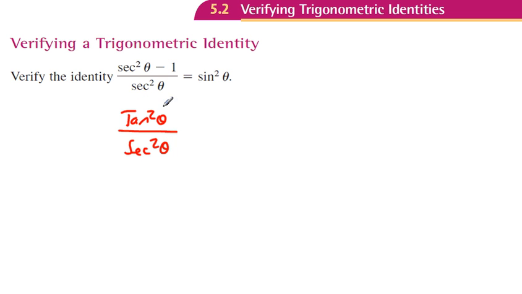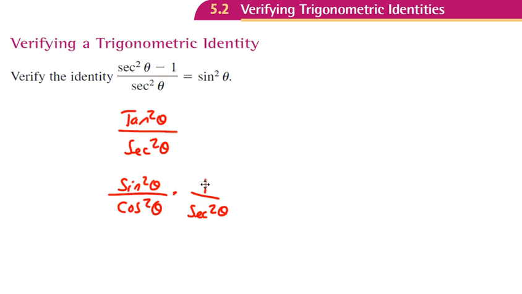Now, tangent squared is the same thing as sine squared of theta all over cosine squared of theta, and if you multiply that by 1 over secant squared theta. Okay, so this right here is the same as that. Tangent is right here, and secant squared theta is right here. I just wrote this as a product instead of writing this as a quotient.